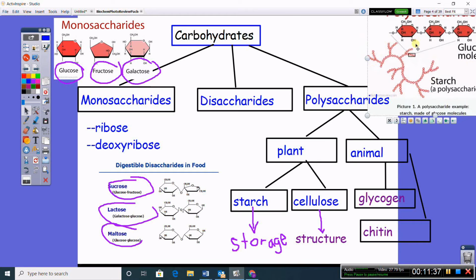Okay, and then as far as what polysaccharides look like, you can take a look at this. Look at this picture here. See how it's made up of many rings joined together? That's pretty typical of a polysaccharide. Okay?